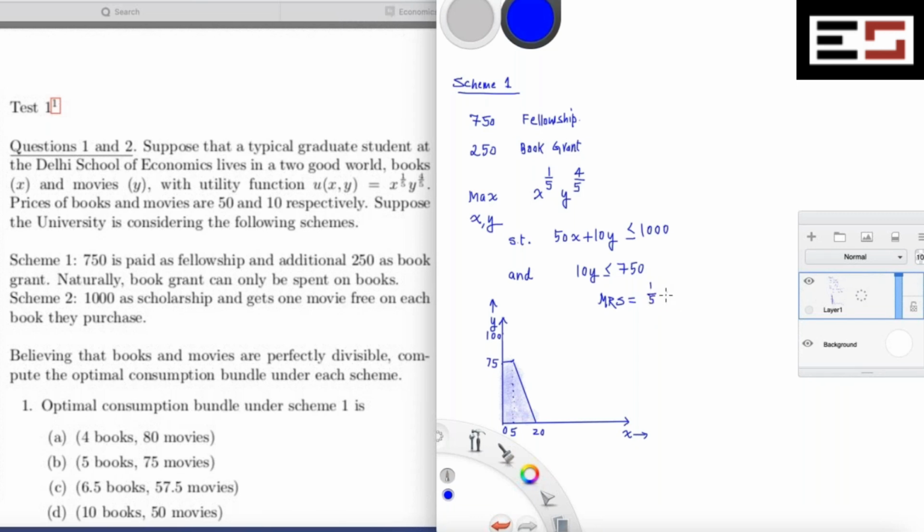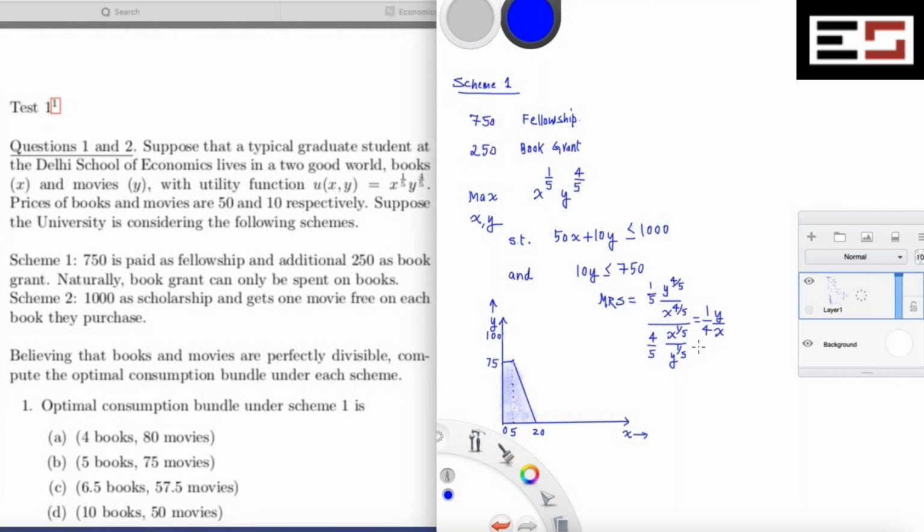1 by 5 y to the power 4 by 5 divided by x to the power 4 by 5, right? Yes. And what is the marginal utility of y? It is 4 by 5 x to the power 1 by 5 upon y to the power 1 by 5, right? And you're going to get 1 by 4 y by x. So that's the marginal rate of substitution.